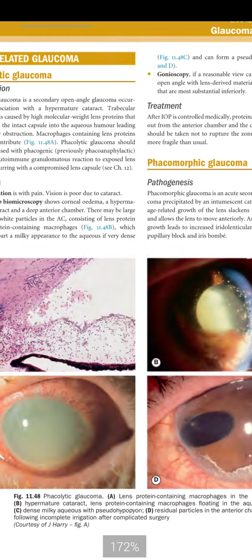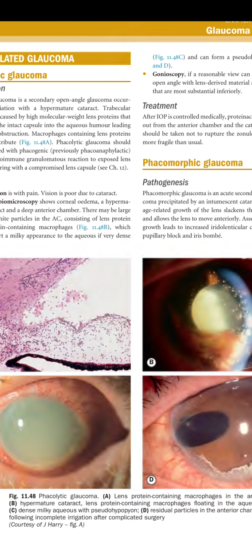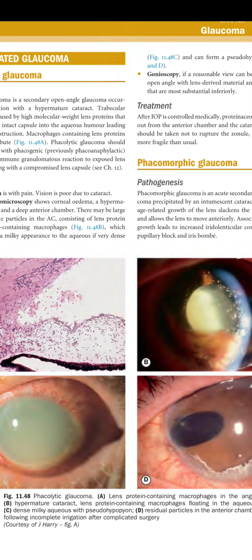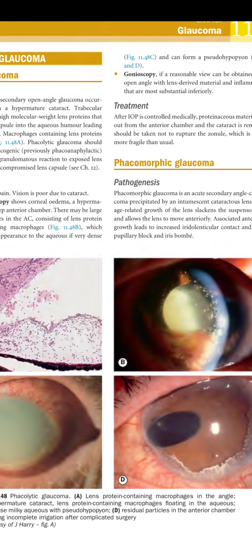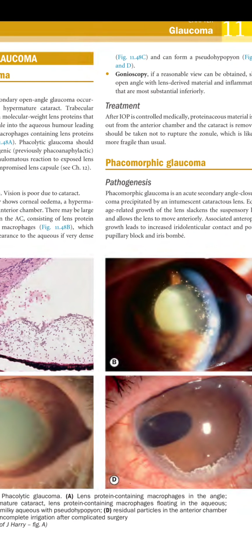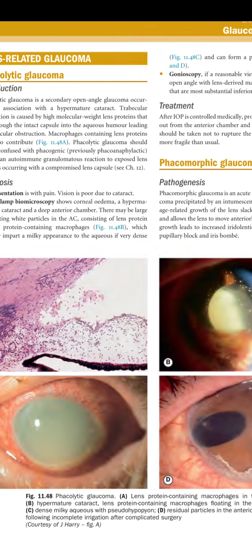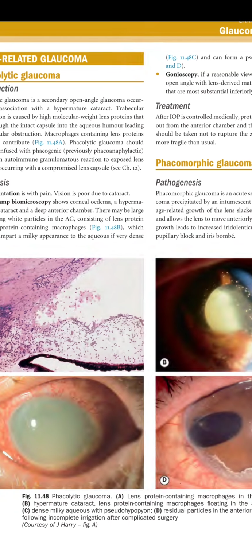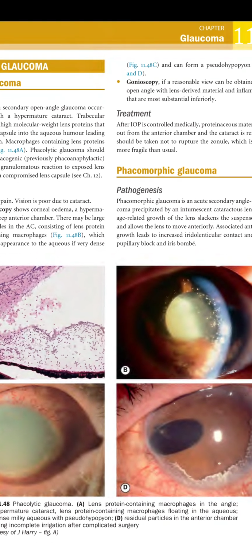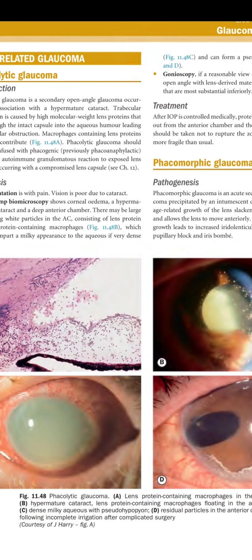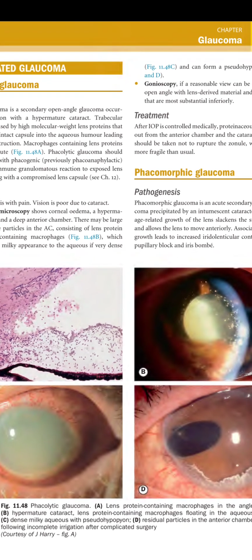So this is a phacolytic glaucoma. A is showing lens protein-containing macrophages in the angle. B is showing hypermature cataract, with lens protein-containing macrophages floating in the aqueous. C is showing the dense milky aqueous with pseudo-hypopyon. D is showing residual particles in the anterior chamber following incomplete irrigation after complicated surgery.